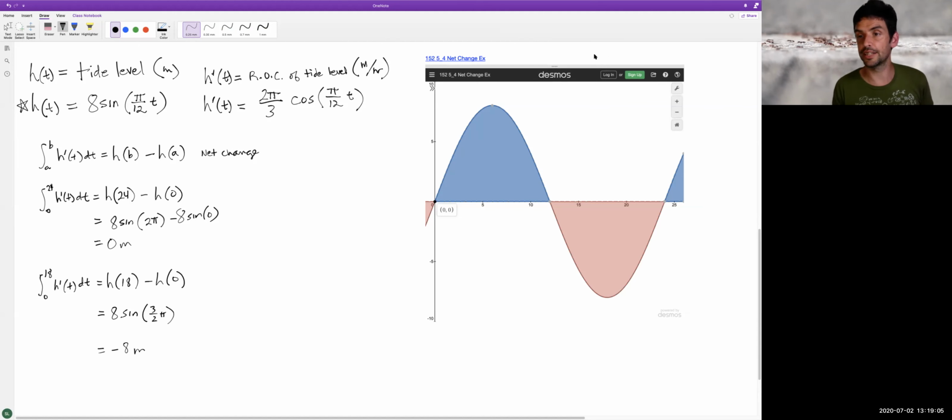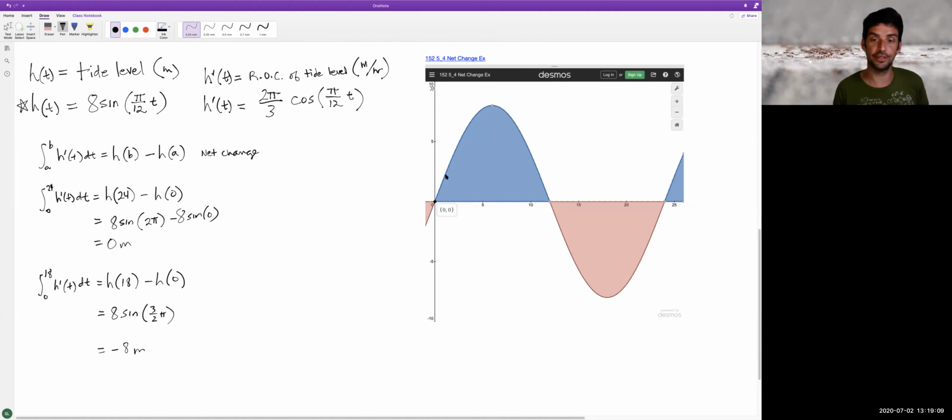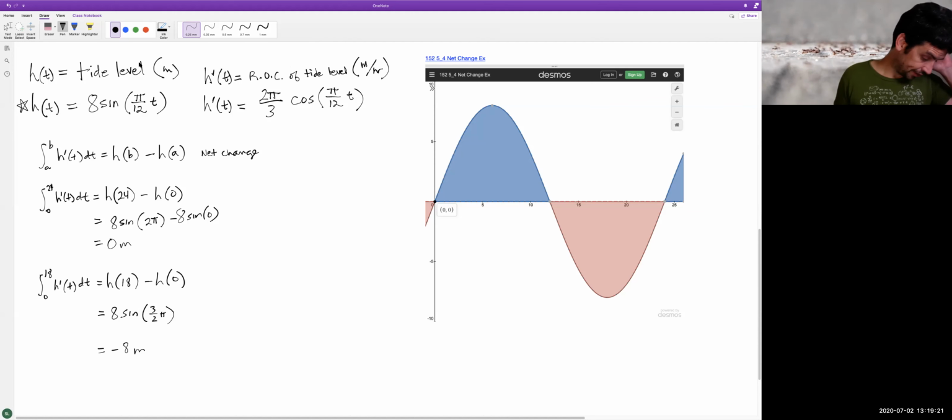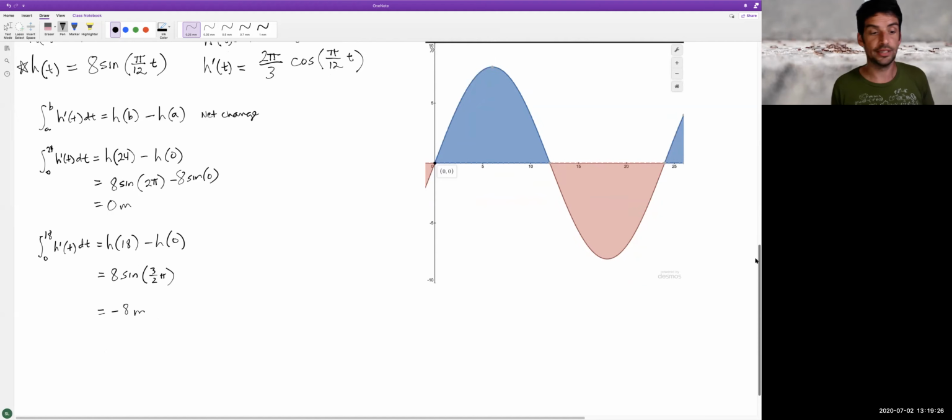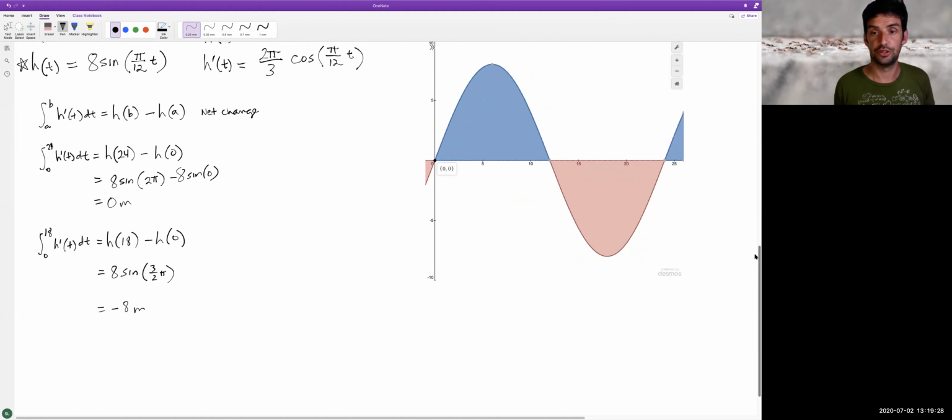Again, looking at the graph, this is starting at a tide in the middle, going up 8 meters, down 8 meters, and then down 8 more. But all we get in the net change is that -8. So that's what net change means here. Sometimes, though, we want the total change.